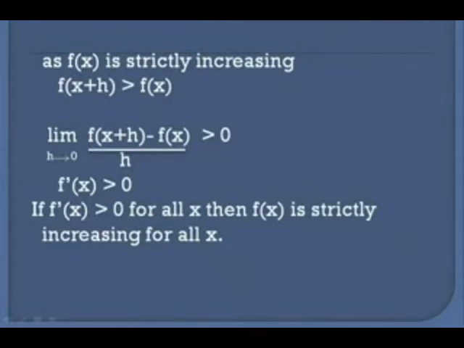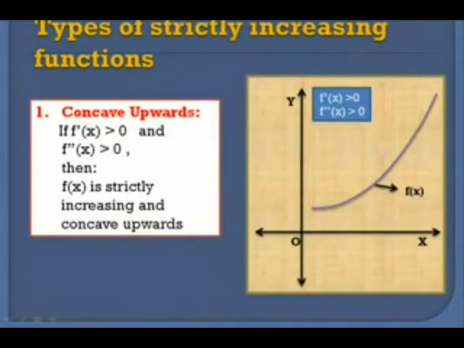So the condition for any function to be strictly increasing is f'(x) should be greater than 0 for all the values of x in the domain of f(x). Now we can have different types of strictly increasing functions. The first is concave upwards. So a strictly increasing function which is concave upwards.